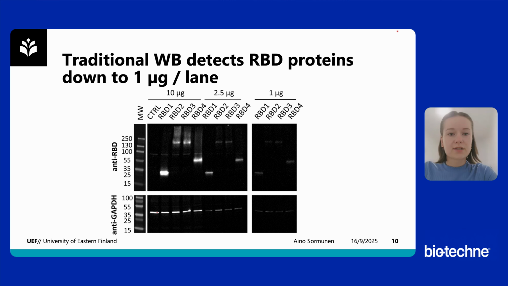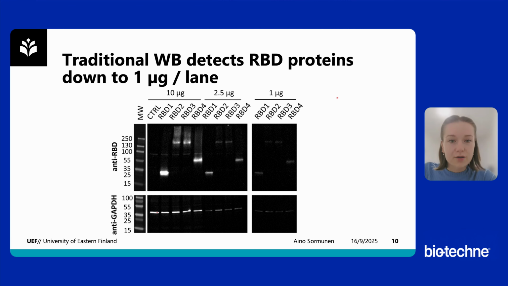Because we wanted to assess the sensitivity of the method, we used different total protein amounts ranging from 10 to 1 micrograms. And as you can see, the RBD proteins were detected with all of these total protein amounts. Naturally, of course, the 10 microgram bands were the brightest, followed by the 2.5, and lastly the 1 microgram bands.